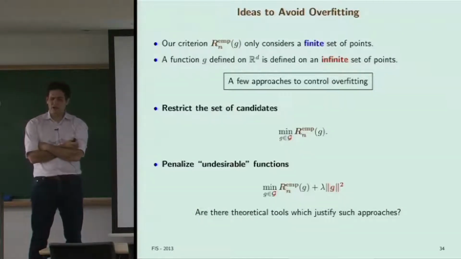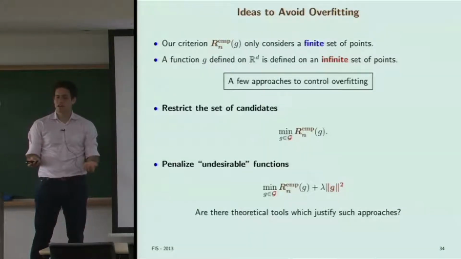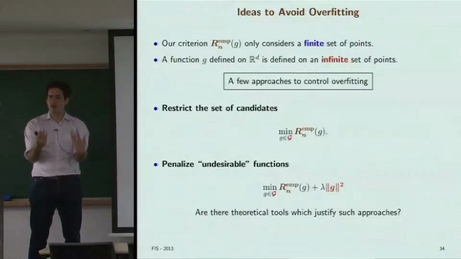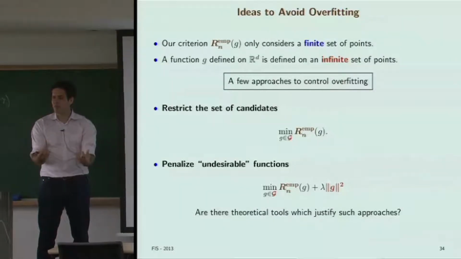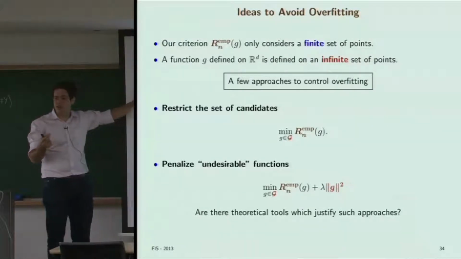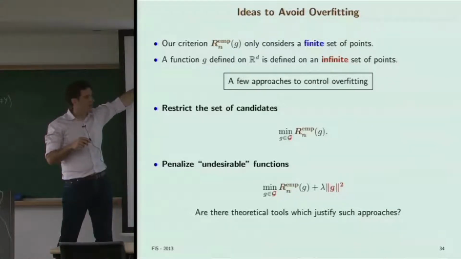So why, intuitively, is the approach which I just described bound to fail? The idea that I give you a finite set of points and you learn a function from that set of points, having only in mind the fact that you want to minimize the risk. Well, in two lines, the intuition behind it is this. Our criterion here considers a finite set of points. Even if it's 10 million or 100 million, it's still a finite set of points.